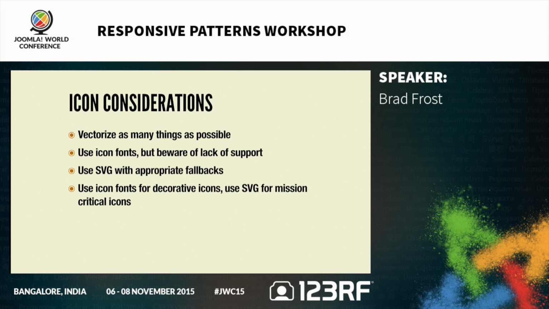Okay, so the big thing about icons is that we want to vectorize as many things as possible. We want to use icon fonts, but beware that they're not supported everywhere. We want to use SVG with the appropriate fallbacks. And again, in my experience, this is how I've been doing things. I use icon fonts for decorative icons, and then use SVG and PNGs for mission-critical icons.